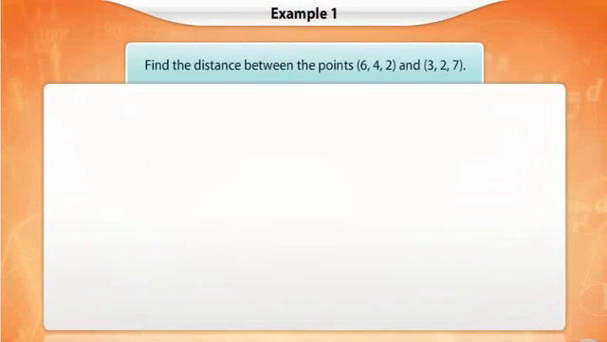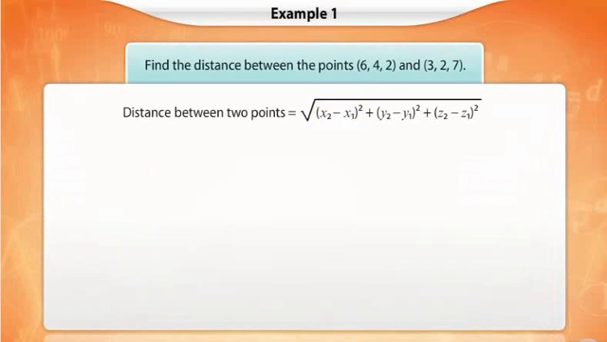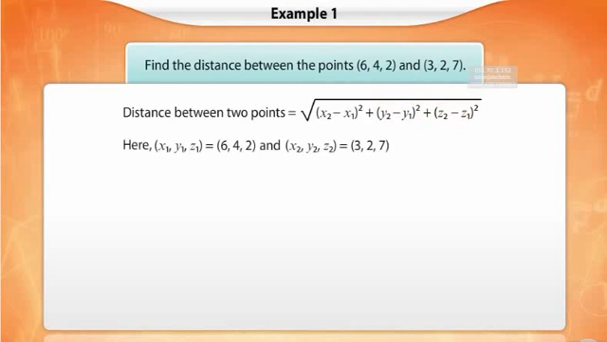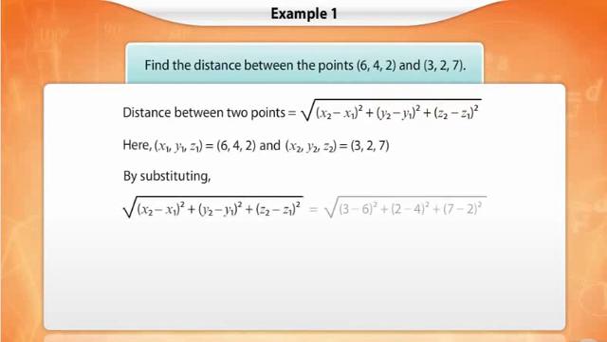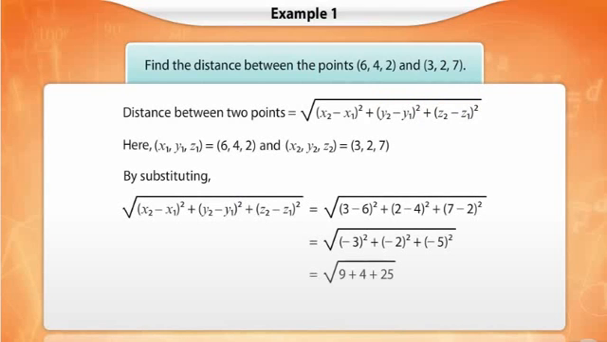Find the distance between the points (6, 4, 2) and (3, 2, 7). The distance between the two points is given by the square root of (x2 minus x1) whole square plus (y2 minus y1) whole square plus (z2 minus z1) whole square. By substituting the values in the formula and solving, we get the distance between the two given points as square root of 38.